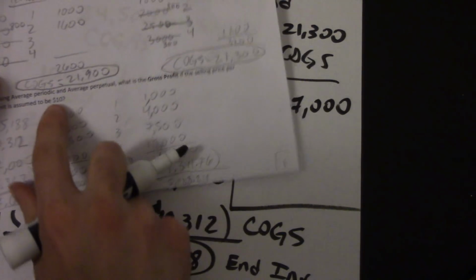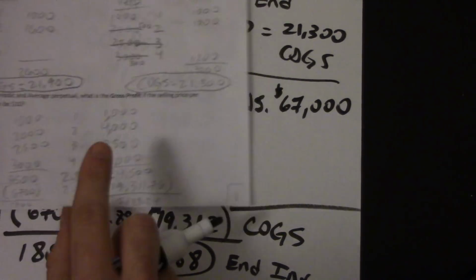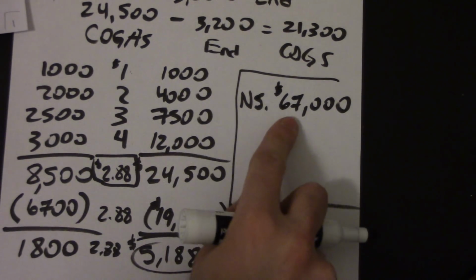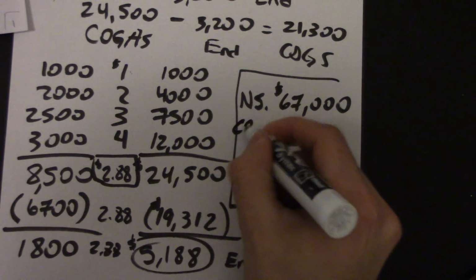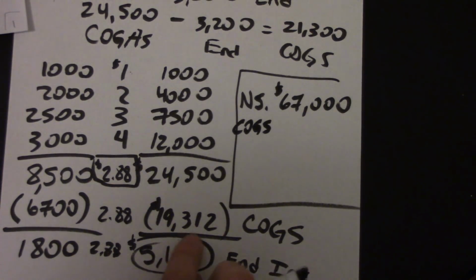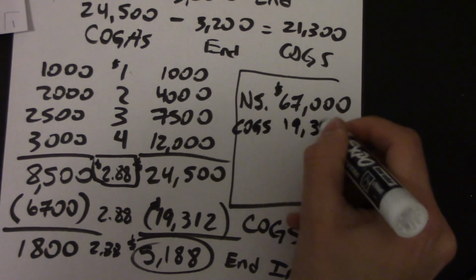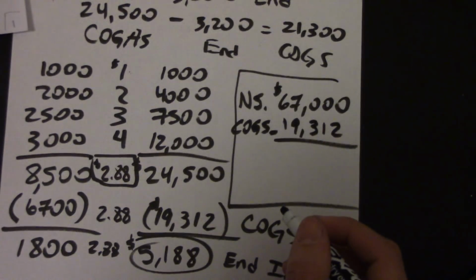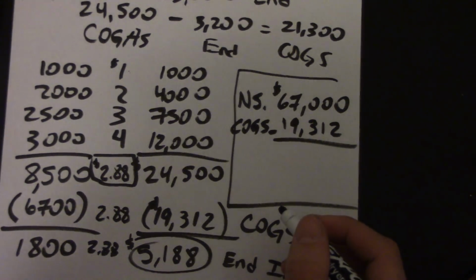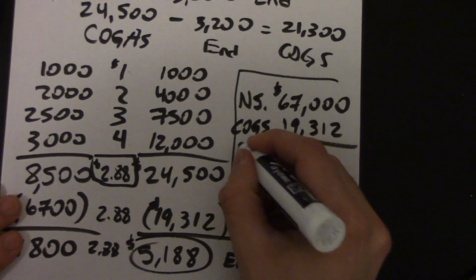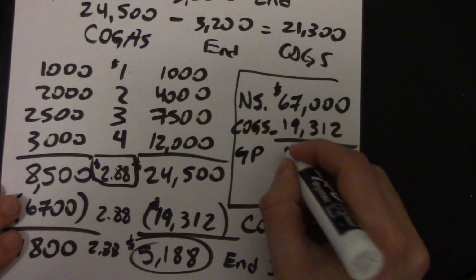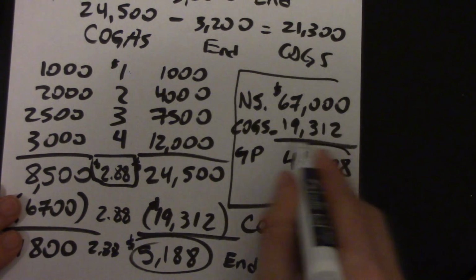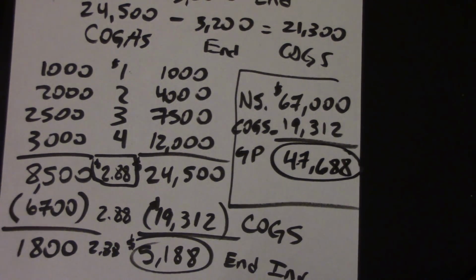And again, I got that $10 from the facts. We're selling them at $10 each. We sold 6,700, $67,000. Our cost of goods sold is $19,312. We subtract that from our net sales to get a gross profit of $47,688. There's our answer.